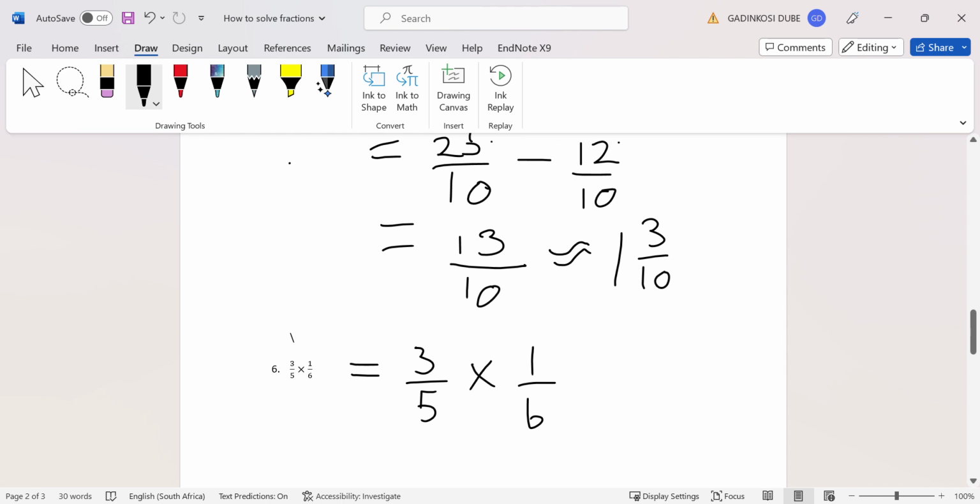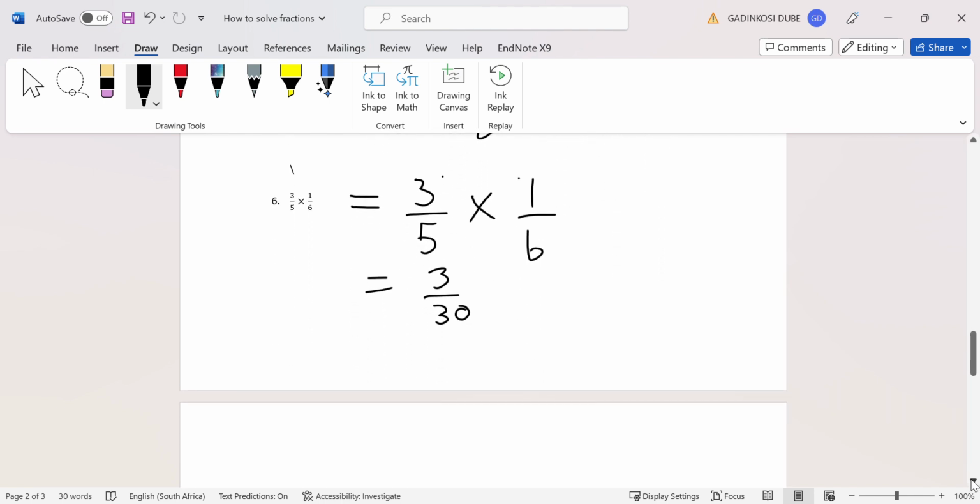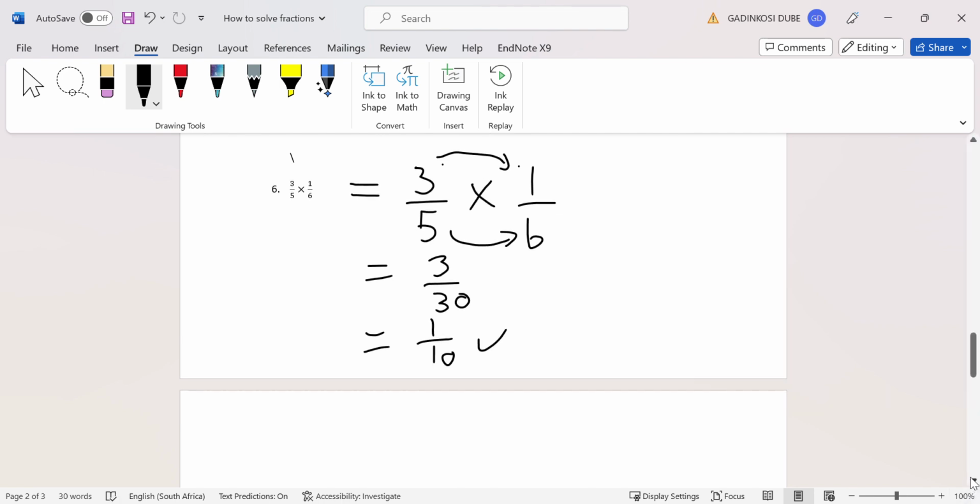Now 3 times 1, so we multiply the numerators. 3 times 1 in the numerator, that's 3. And then 5 times 6 is 30. Okay, it's as simple as that. Then you can also find common factors here, or simplify this, and this becomes 1 over 10. That's your answer. Just multiply out the numerators, and you also multiply out the denominators.